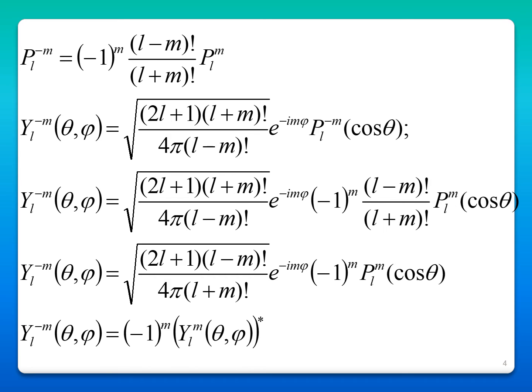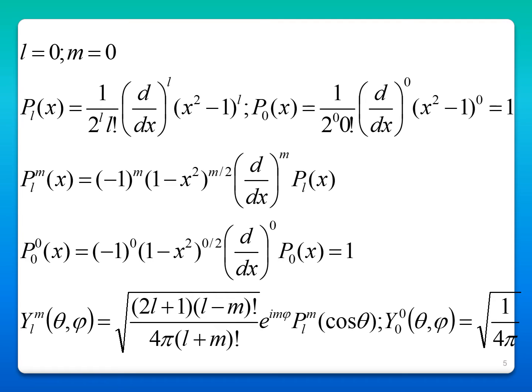So in this, you substitute P_l of minus m of cos theta from this function. So Y_l of minus m of theta and phi is equal to square root of (2l plus 1)(l plus m) factorial divided by 4 pi (l minus m) factorial, e power minus i m phi, minus 1 whole power m, and substitute P_lm. After deriving all this, we get Y_l of minus m of theta and phi is equal to minus 1 whole power m times Y_lm of theta and phi, complex conjugate. So if you find Y_lm of theta and phi, then we can find Y_l of minus m. Similarly, if you know the value of P_lm, then you can derive P_l of minus m.